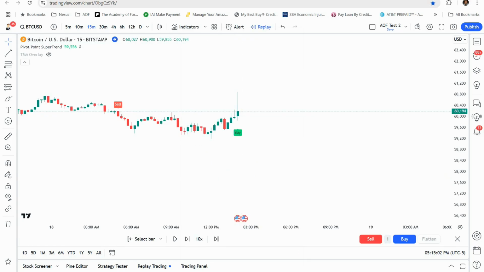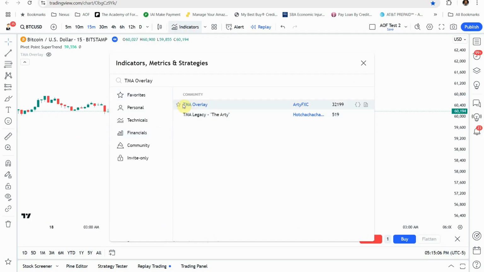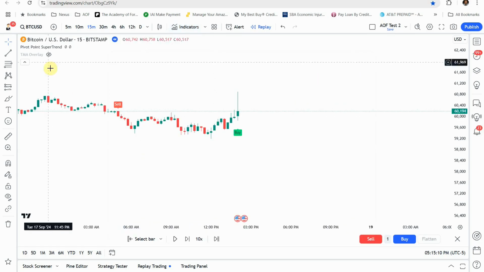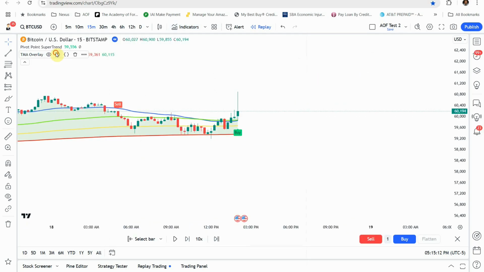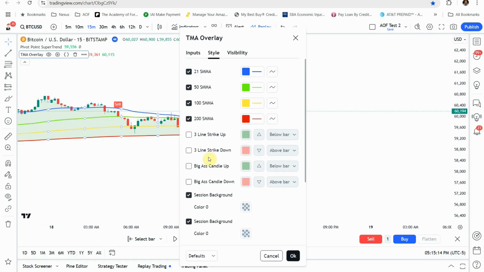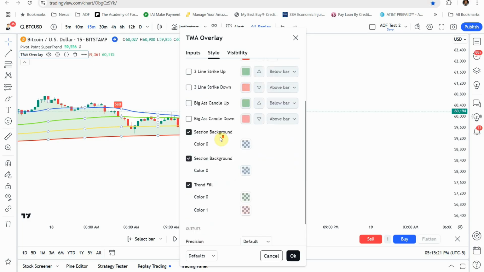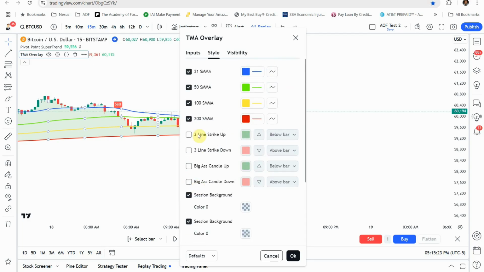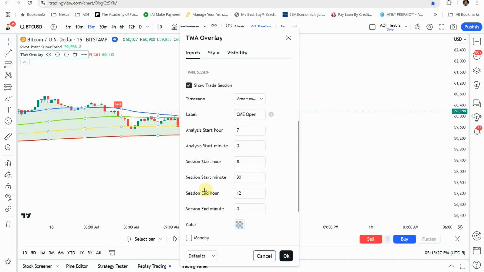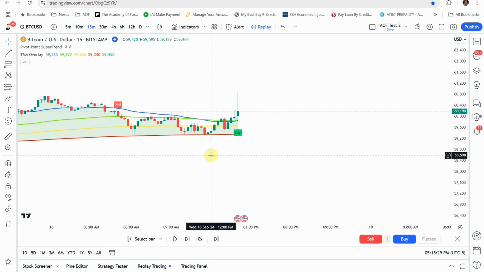The next indicator we will add to the screen is going to be the TMA overlay. It's going to be this one right here. Go ahead and click on that and add it to the screen. And this one stays on the default settings. Just make sure that these 4 selections are the only ones that are checked. Everything else here goes unchecked, and the inputs and everything stay as they are. Go ahead and click OK.